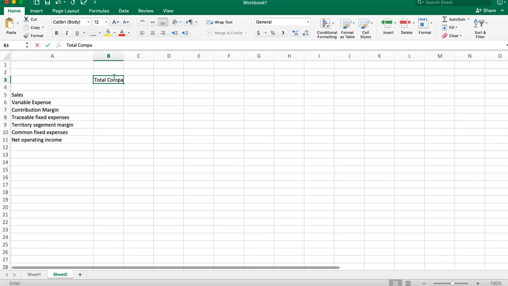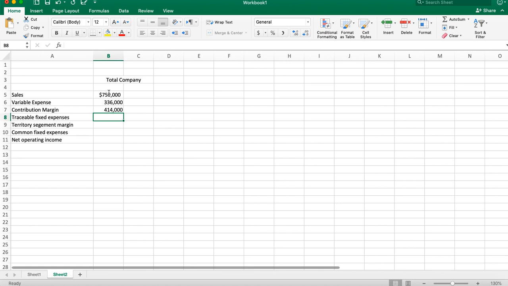So we'll start with the total company first and do a little bit of formatting just to make sure this is easy to read. We're going to also look at percentages, and that will help us analyze our numbers. And so this information was just given to you in the problem. So traceable fixed expenses, if we go up into part number A, it says fixed expenses of $120,000 and $108,000 are traceable to Northern and Southern territories, respectively. The rest of the fixed are common, so we can't separate those.